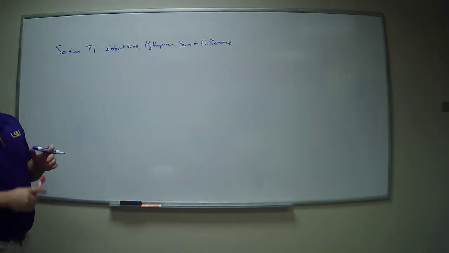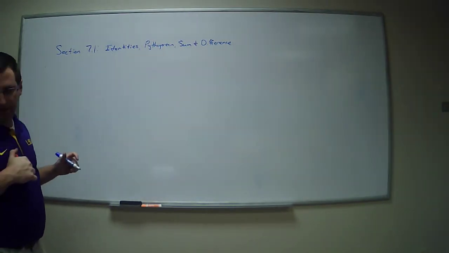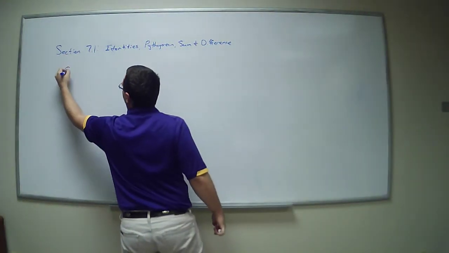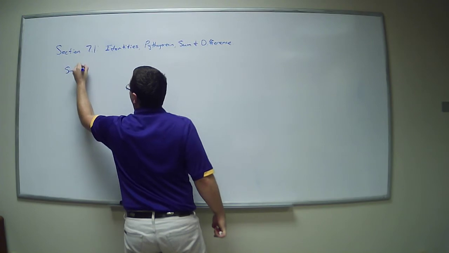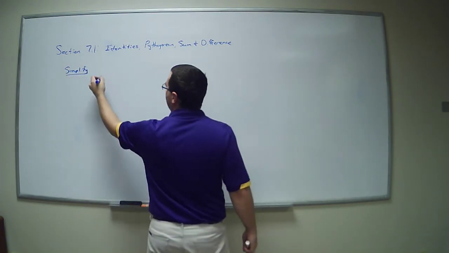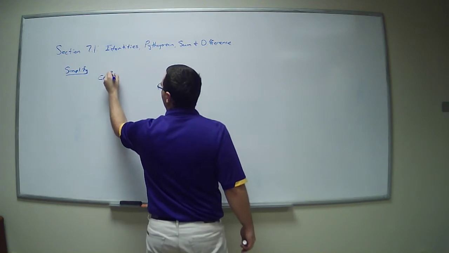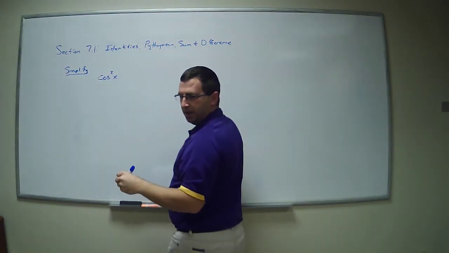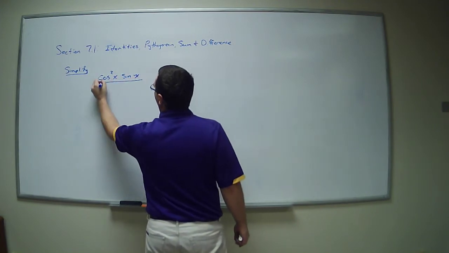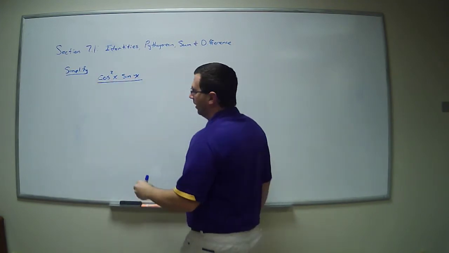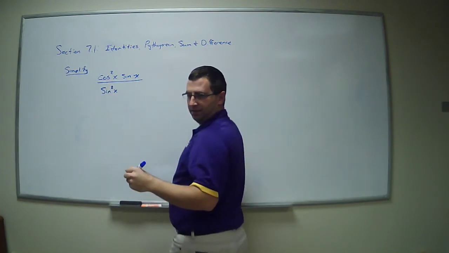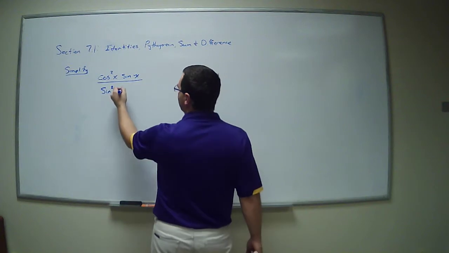All right, so let's take a look at this one here. Same directions, simplify. Cosine squared x times sine of x divided by sine squared x times cosine x.